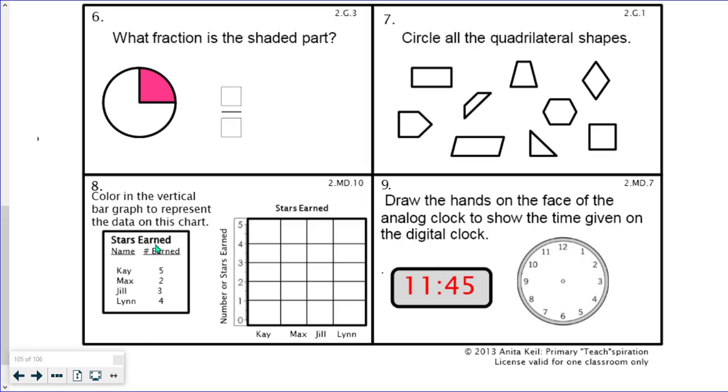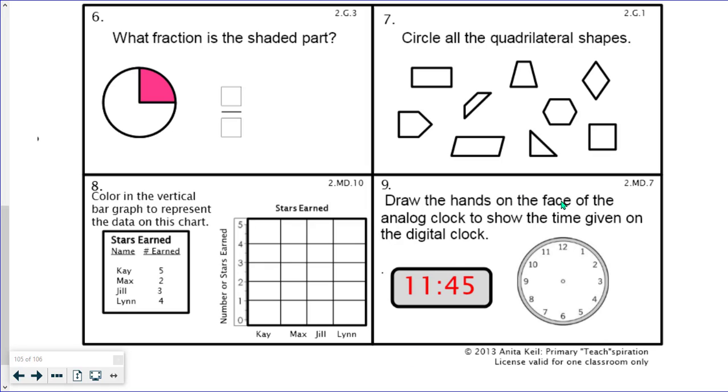Number 8, we've got a graphing problem. The information says stars earned, the name of the student, and how many stars they earned. It says color in the vertical bar graph to represent the data on this chart. So you're going to fill in the squares for the data for Kay, Max, Jill, and Lynn. Pause your video and do number 8.